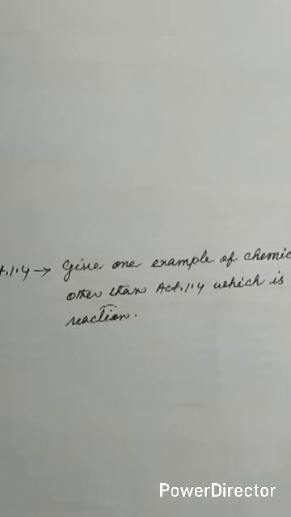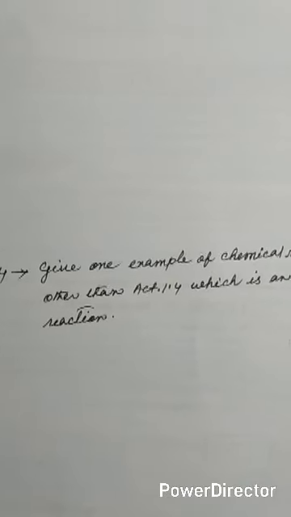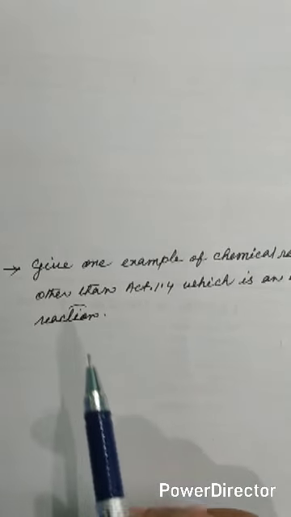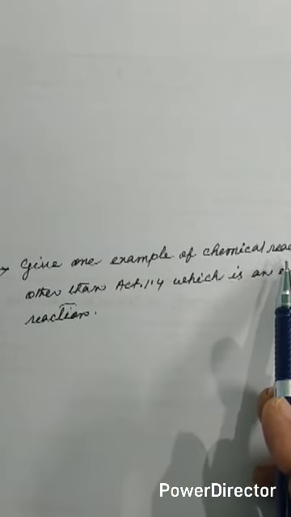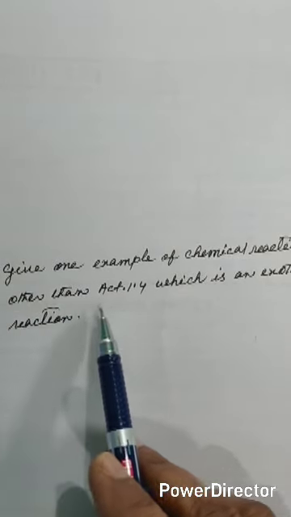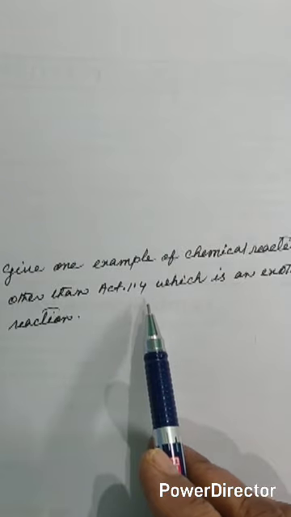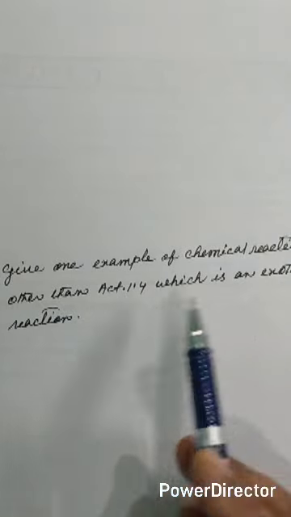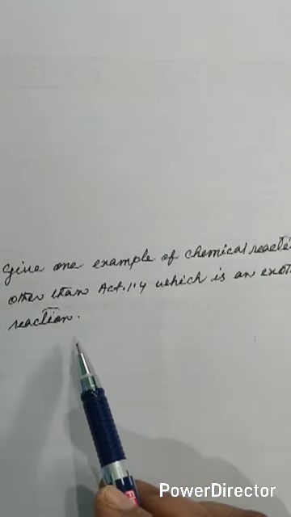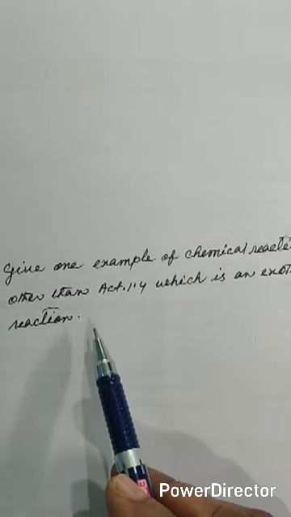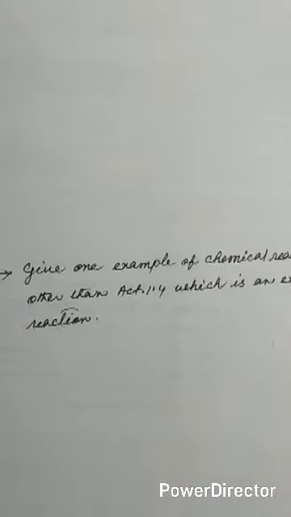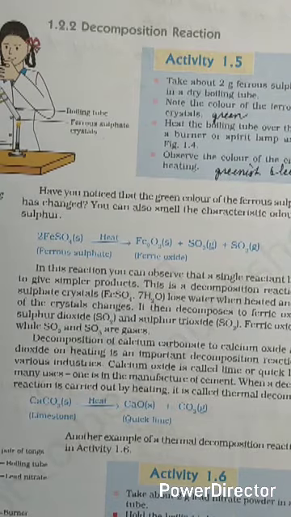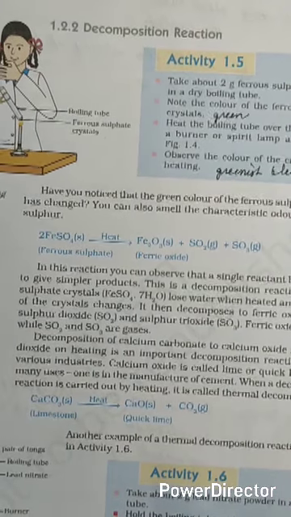Okay, so next, one question I ask you, try to give the answer to this question. Give one example of a chemical reaction other than activity 1.4, which is an exothermic reaction. Try to give this answer in short and send it to me. Okay. Next, coming to activity 1.5.